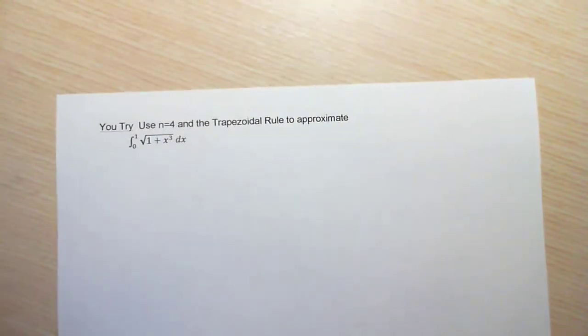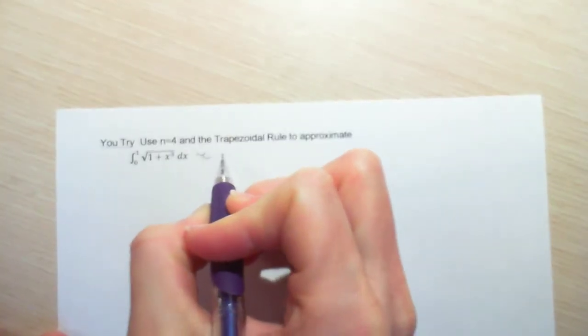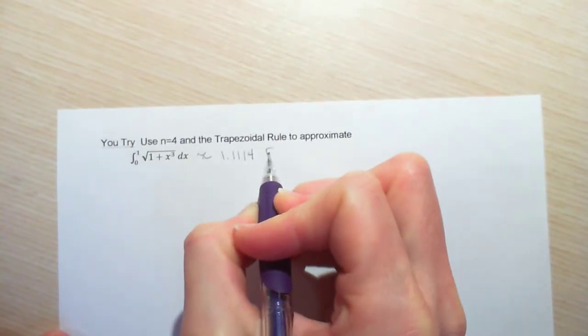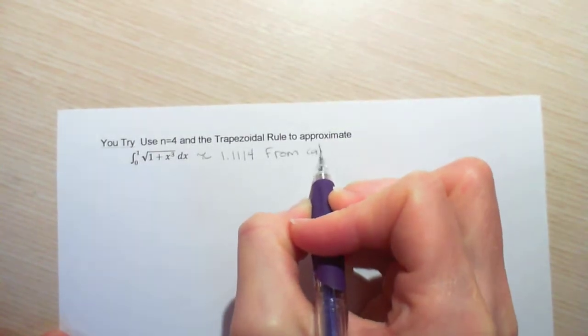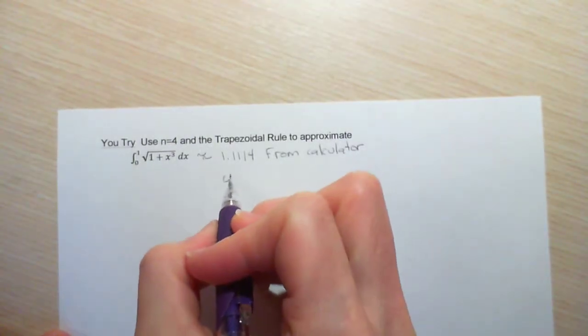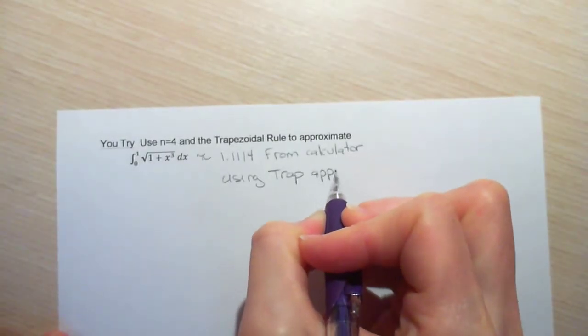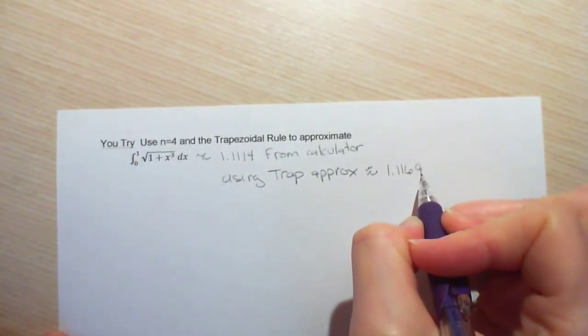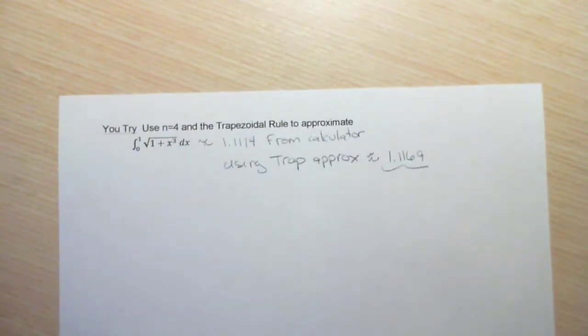Okay, and then the last one was your turn. Remember, when you're doing these, I would say first thing you want to do is put these guys in your calculator. So if you put this in your calculator, I got this as the area from my calculator. And when I did it using trapezoid approximation, I got 1.1169, so pretty close.